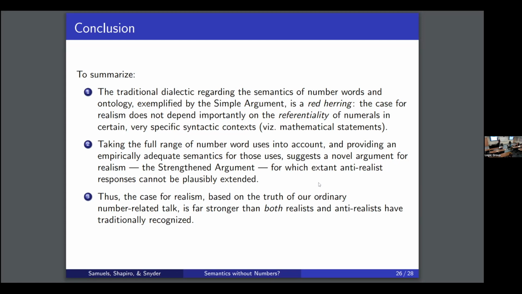That was the whole last bit there. Thus, the case for realism based on the truth of our ordinary number-related talk is far stronger than both realists and anti-realists have traditionally understood, right? So everybody has sort of got it wrong, at least with respect to the traditional dialectic.